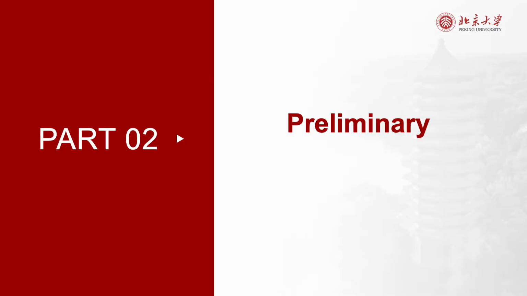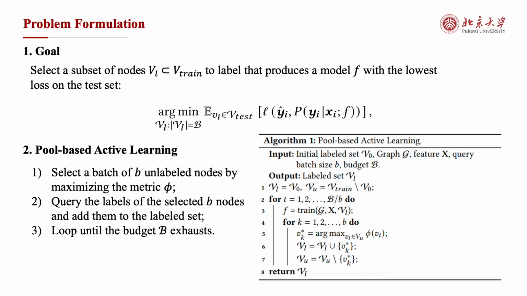Then, we will introduce the preliminary. First, let's look at the problem formulation. The goal of active learning is to select a subset of nodes from the training set to label that produces a model with the lowest loss on the test set.